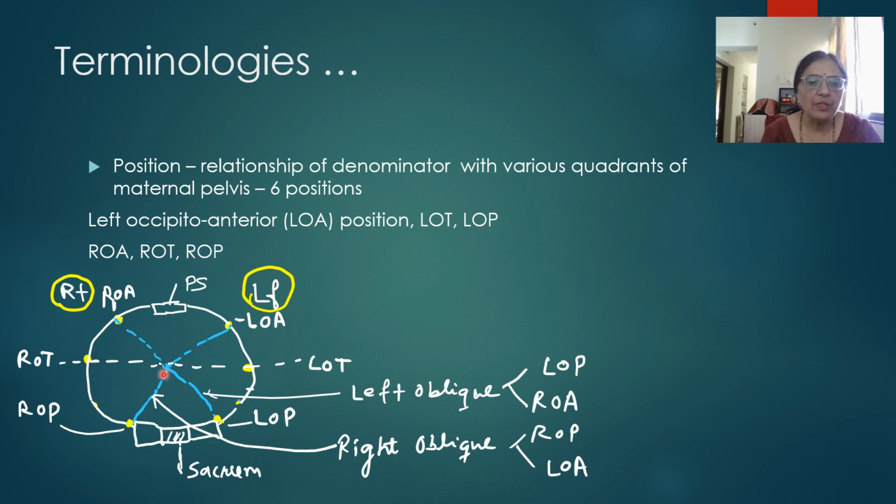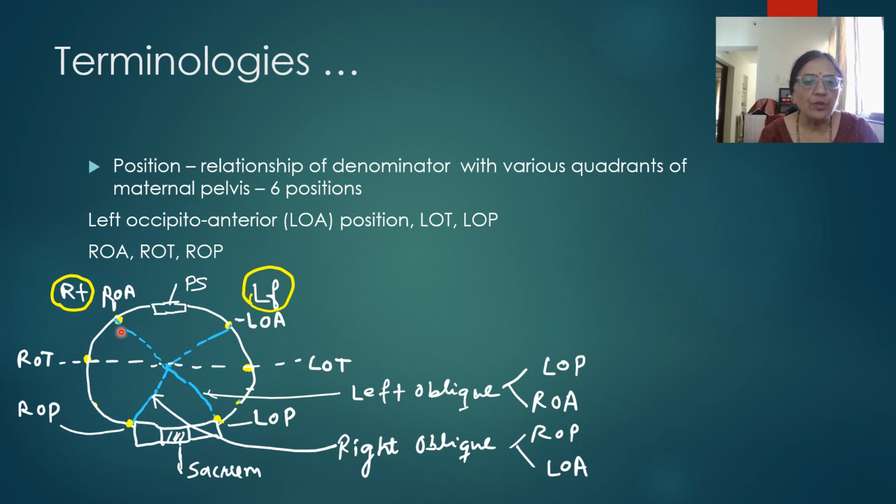So if we imaginarily divide this cavity of the pelvis by one vertical and one transverse line, we get 4 quadrants. So this is the right anterior quadrant, this is the left anterior quadrant, this is the left posterior quadrant, and this is the right posterior. Relationship of the denominator, that means if vertex is the presenting part, the denominator, as we have already seen, is occiput.